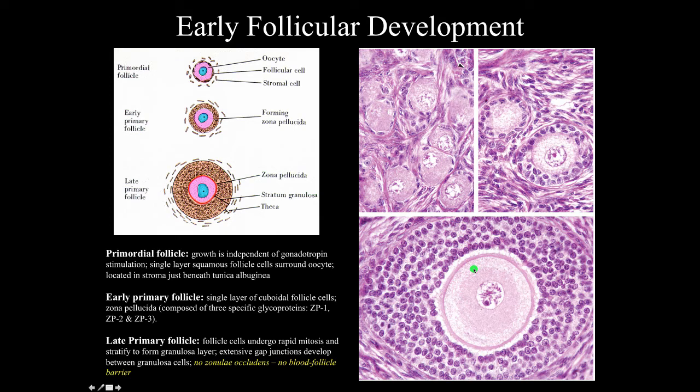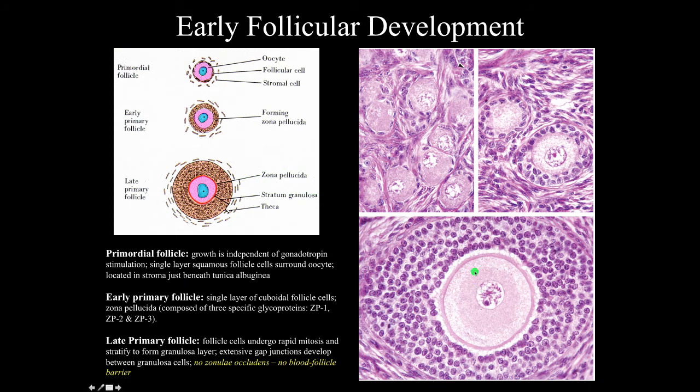Now, an interesting point, these granulosa cells do not have zonula occludens between them. They have a lot of gap junctions between them, but there is no zonula occludens between the granulosa cells, so there's no blood follicle barrier. This is different than in the male system where there was a blood testis barrier that allowed the developing spermatocytes to be in an immunologically privileged location. That is not the case with the developing oocytes. There is no blood follicle barrier.